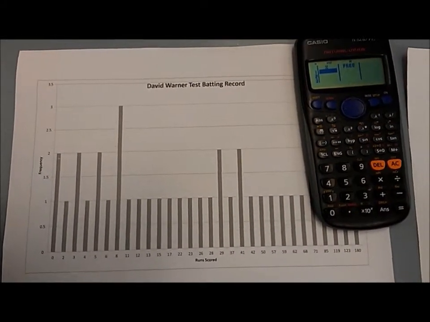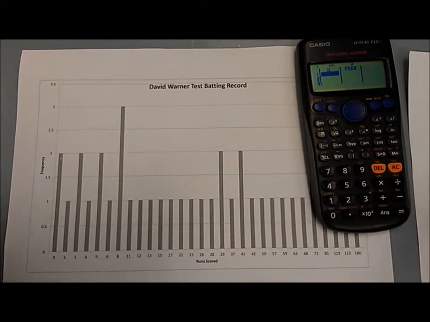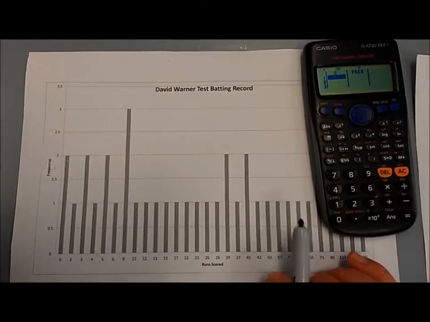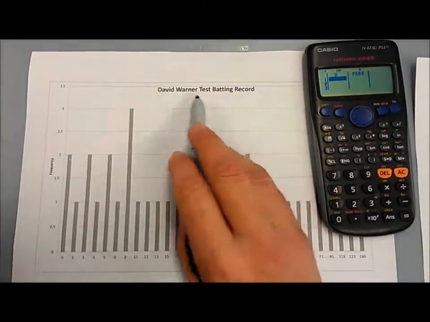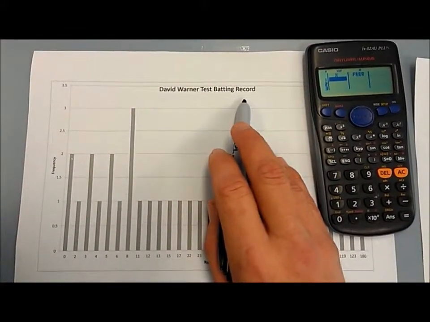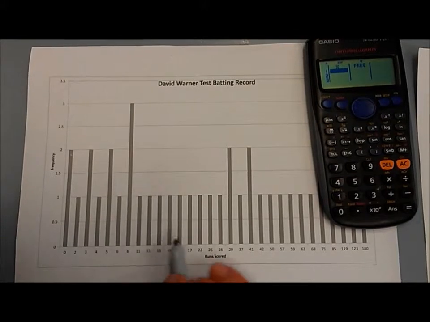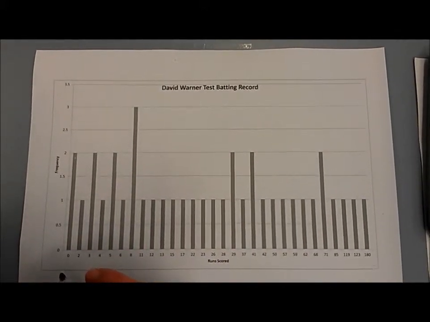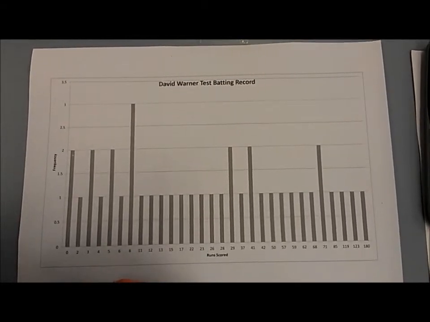Okay, so I just wanted to have a look at how we handle data that's presented in a graphical form rather than as a table or list. So keeping with the test batting, I'm going to look at David Warner's test batting record. What I've got is a column graph showing all of his test runs scored and the frequency of them up here. Now look at how we calculate the mean, the mode, the median.